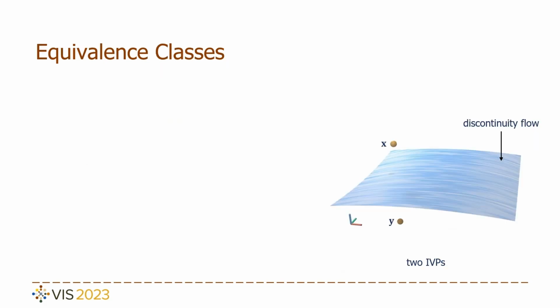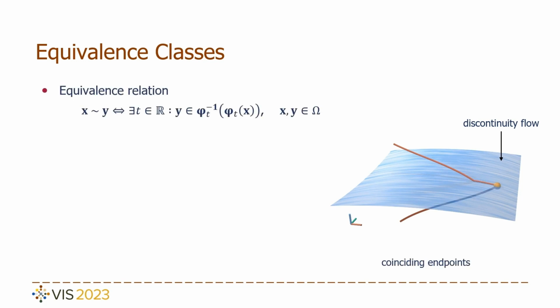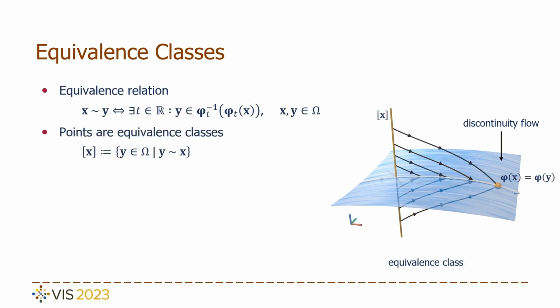We now look at two initial value problems and an attracting sliding flow. After some time t, the two trajectories intersect on a coinciding endpoint on the discontinuity. Since reversal of these trajectories is now impossible, we propose to associate the starting points through an equivalence class. With this we can view equivalence classes as points.